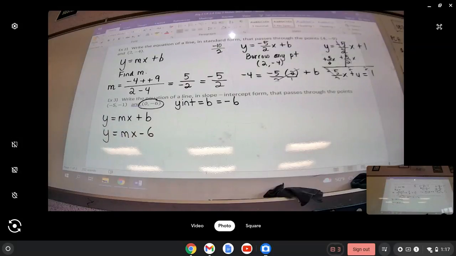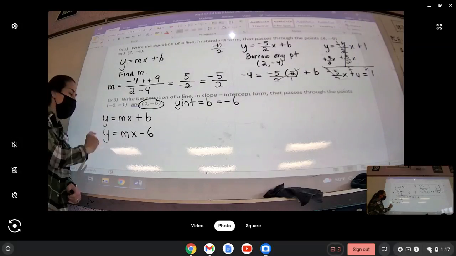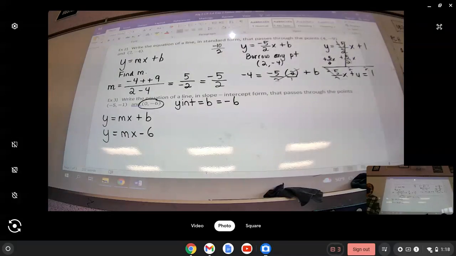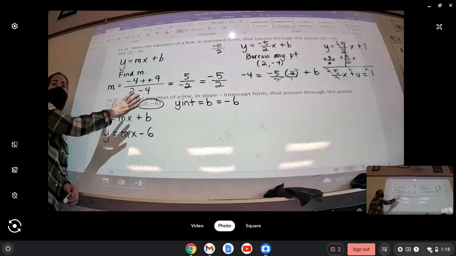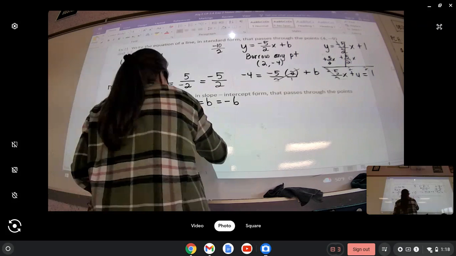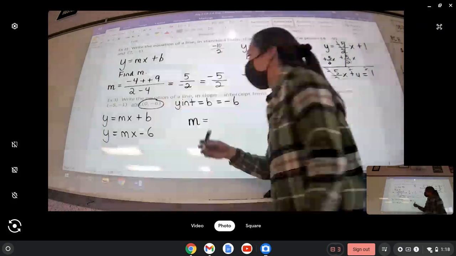The only piece of information they didn't flat out tell us was what? The slope. So guys, you actually have options. You could pick a point, plug it in for x and y, and then solve for m. But I would not want to do that unless I absolutely had to. We can calculate the slope way too easily by finding change in y over change in x. So that's how I would find the slope. So let's find the slope. Change in y over change in x.